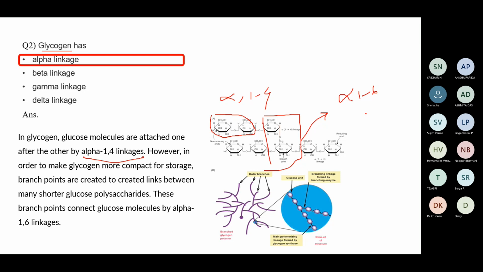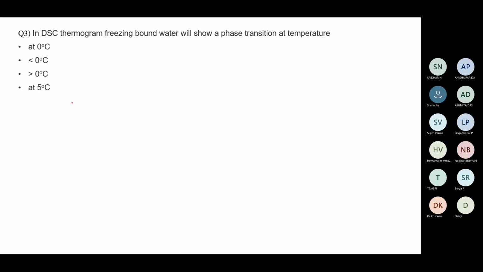Okay, anyone have any doubt in this part? So in both, it mainly has alpha linkage. There is no beta, gamma, or delta linkage present here. Anyone have any question? Okay, now moving to the third one.